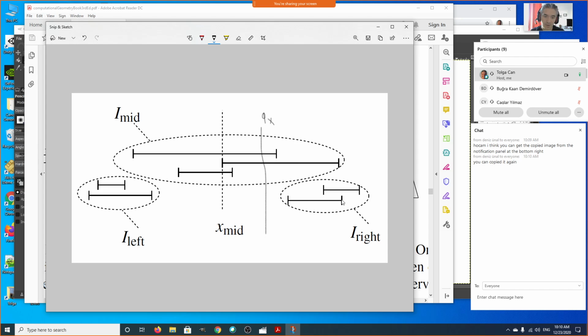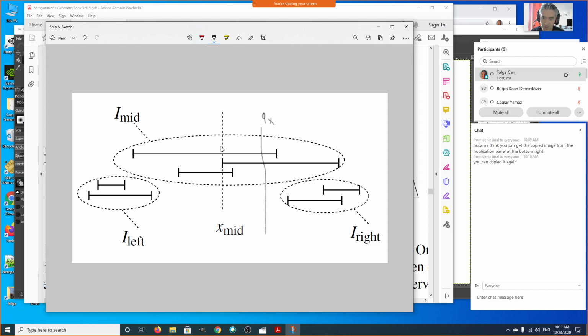Although the set on the right may not intersect this, it will not be reported, but I will go all the way to the leaf level. But the question we still need to solve is what do I do with the segments in IMID? Look, I have 3 segments in IMID, and I have QX.